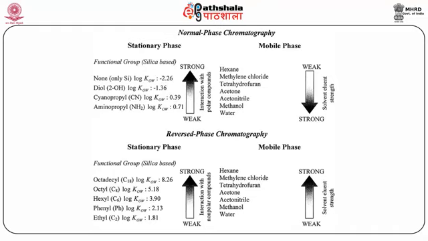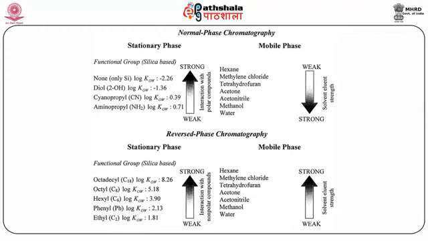The elution strength for these solvents goes from weak to stronger as we move from hexane to water. So the less polar substances are not strongly attached to the silica and get eluted first, while the more polar substances are strongly attached to silica or these types of stationary phases and get eluted last.